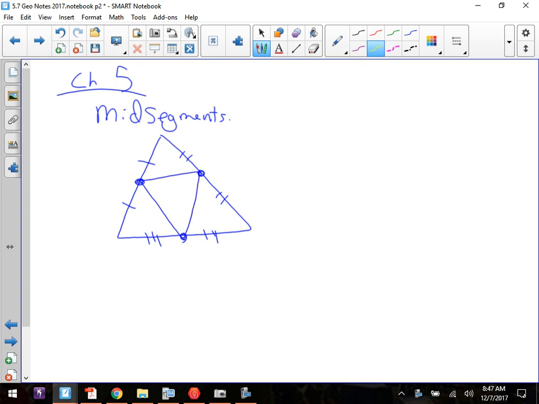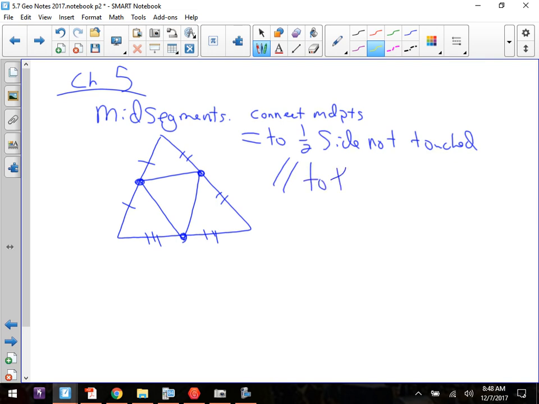we knew that each of the mid-segments was always equal to half the length of the segment it did not touch. So the mid-segments, they connect midpoints. They're equal to half the side not touched. And they're also parallel to that side. Okay? And that's where that stuff came from.